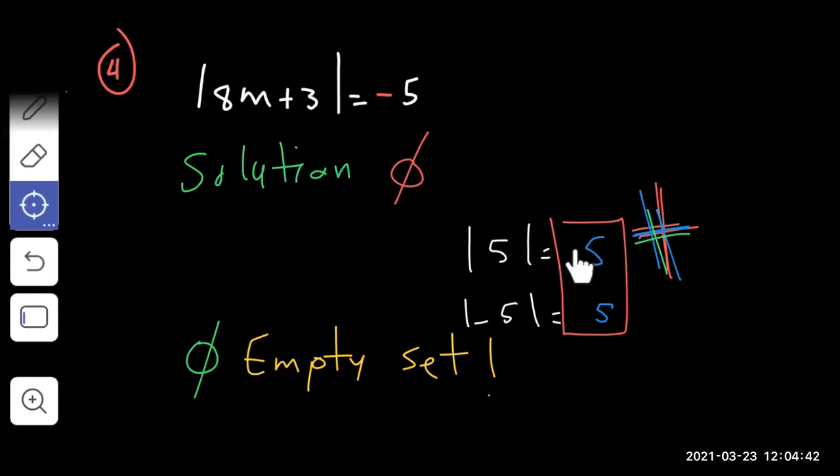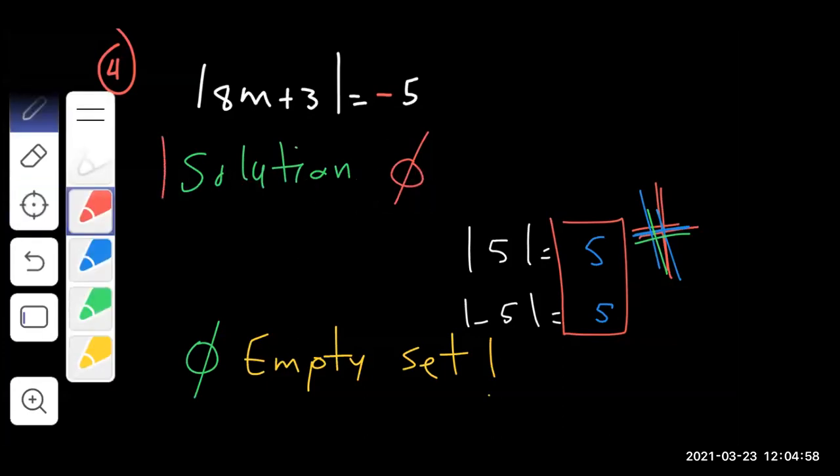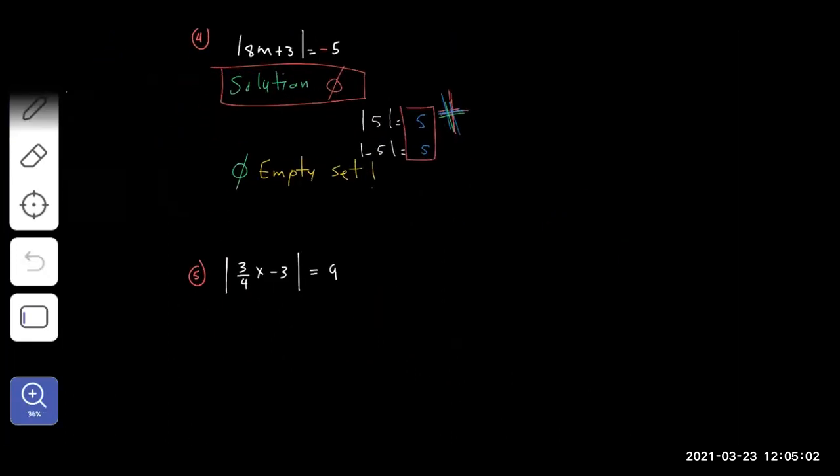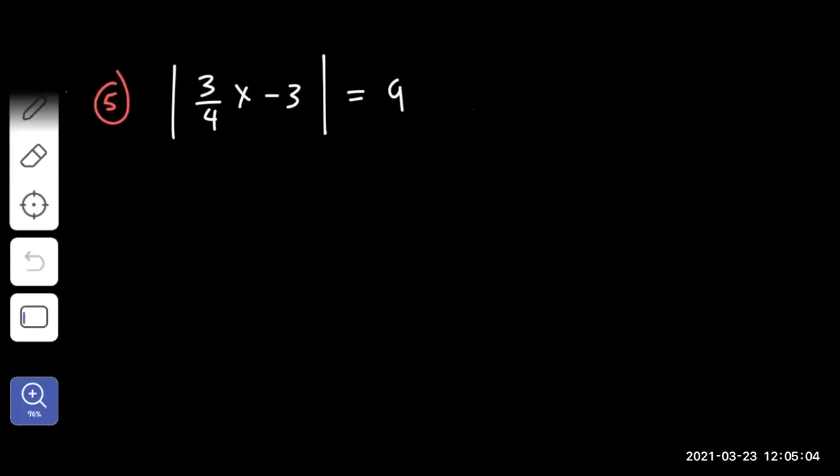Because the absolute value will never be negative. And in this case, you're saying that it's negative. That's why it's empty. Whenever you got the absolute value of something that is negative, no solution, it's empty. This will be the solution. The solution is the empty set. Let's have a look at another one with fractions, which is my favorite one.